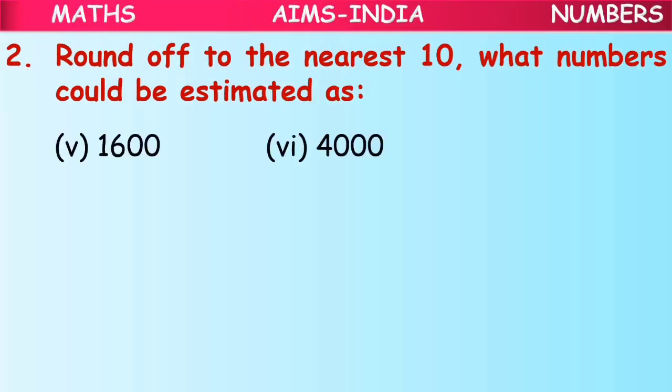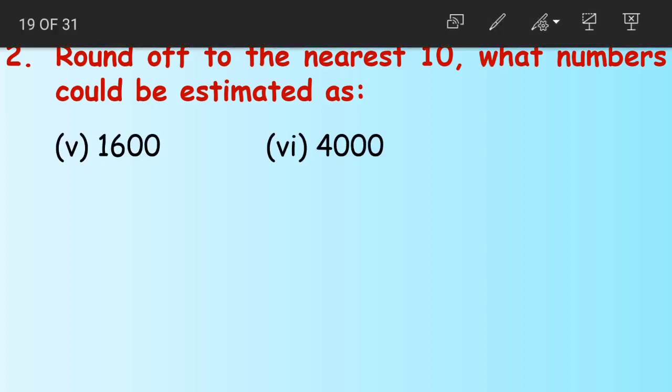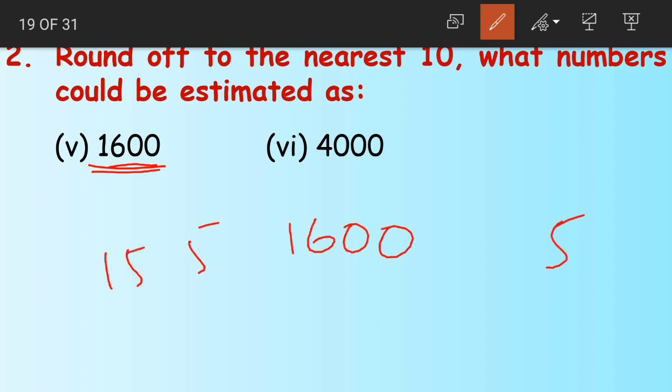Rounded off to the nearest 10, what numbers could be estimated as 1600? Yes, what should we do here? This is the rounded off number. We should find out the numbers which could be estimated as 1600. Do you remember how we did this one? We consider 1600 falls between which two 5s? It falls between 1595 and 1605.